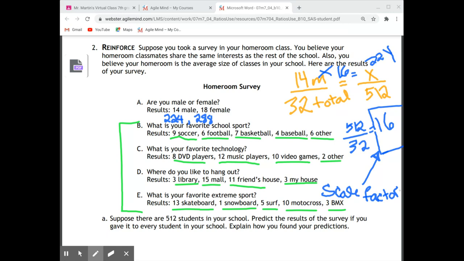All right. So Akira said she didn't really understand it. So Akira, I want you to try the next one for 4 baseball players. How would you predict how many people would like baseball out of the entire school? What would you have to do? Divide.